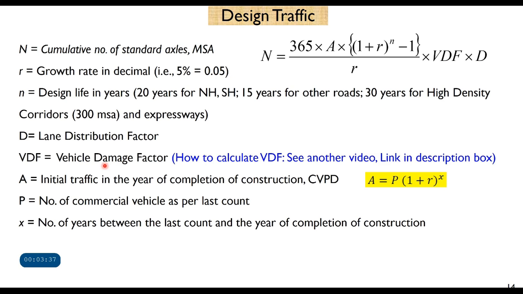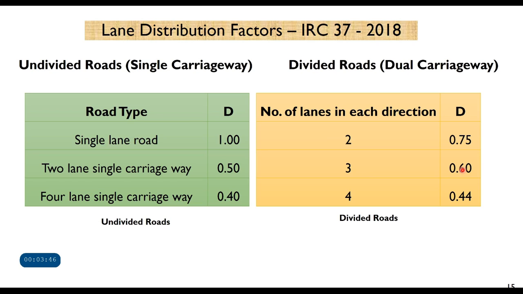For understanding this vehicle damage factor, you can see my another video on how to calculate VDF, and the link for this is given in the description box. Lane distribution factor depends upon the type of carriageway. If it is a single carriageway single lane road, it is 1. For 2 lane single carriageway, it is 0.5, and for 4 lane single carriageway, it is 0.4. And similarly for dual carriageway or divided highways, this lane distribution factor can be taken from this table.